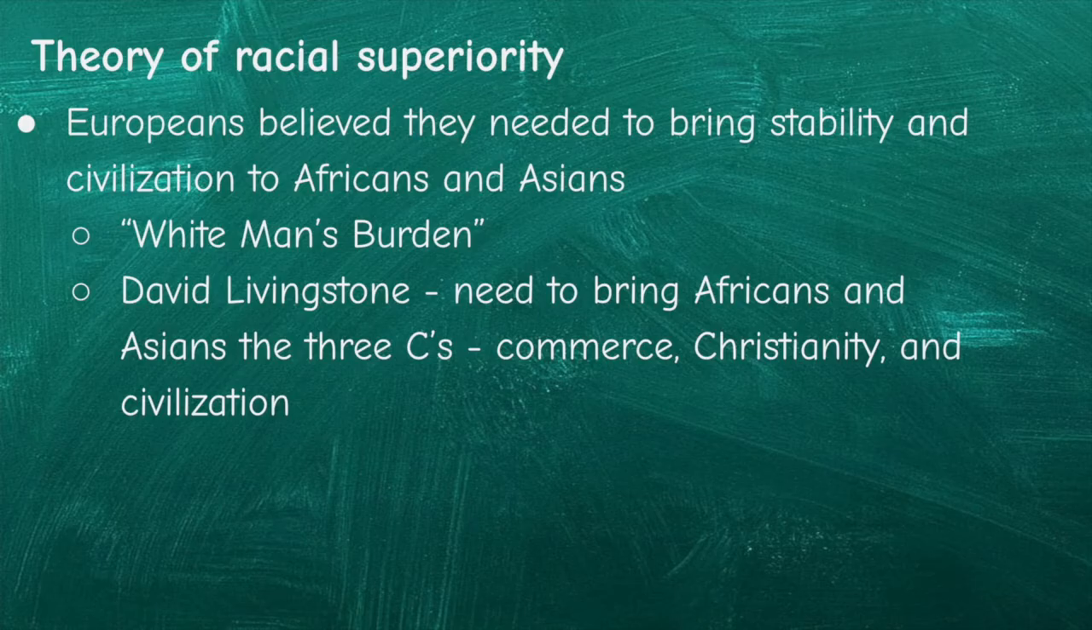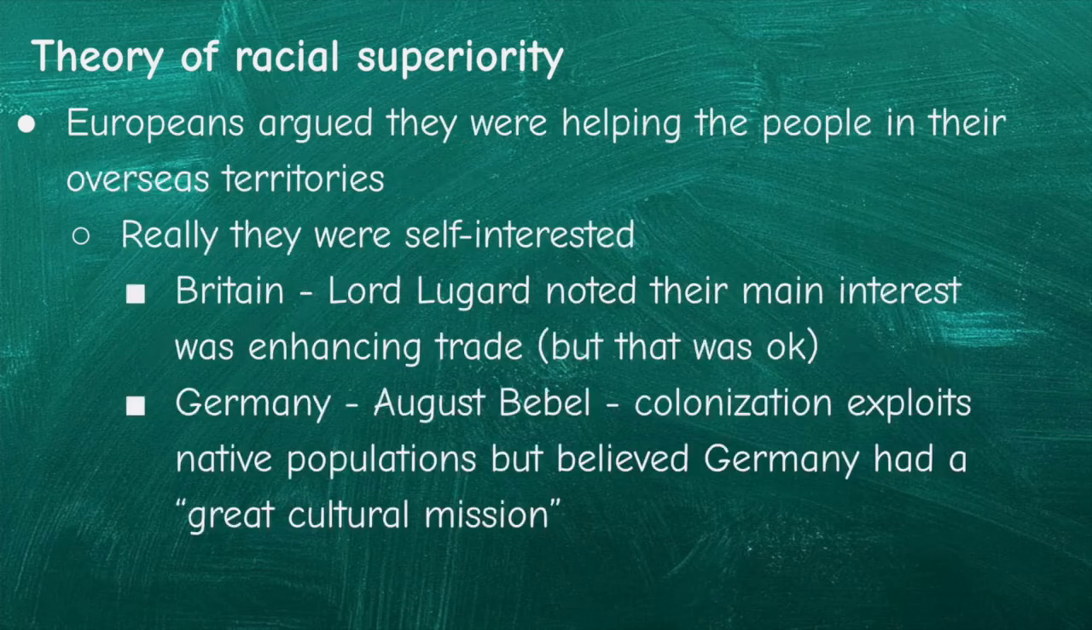And you also got people like David Livingstone, who was a famous Christian missionary, and also other Christian missionaries at the time that believed that they needed to spread Christianity to the African people. This comes along with that racial superiority aspect, that it was the job of the European to bring the Africans and Asians to what David Livingstone referred to as the 3 C's: commerce, Christianity, and civilization. So with this, the Europeans actually argued, or attempted to argue, that what they were actually doing with colonizing these areas was helping the people out.